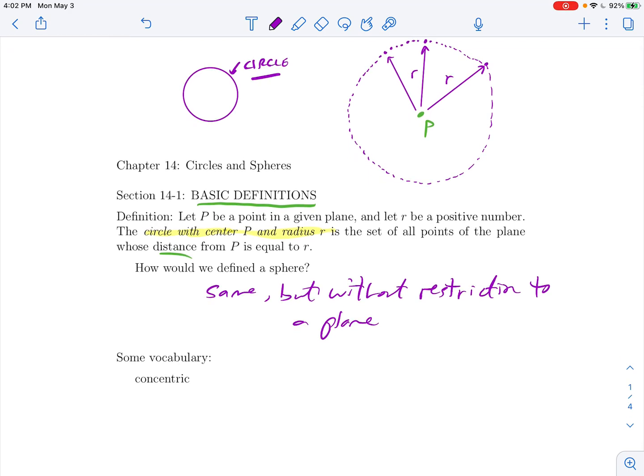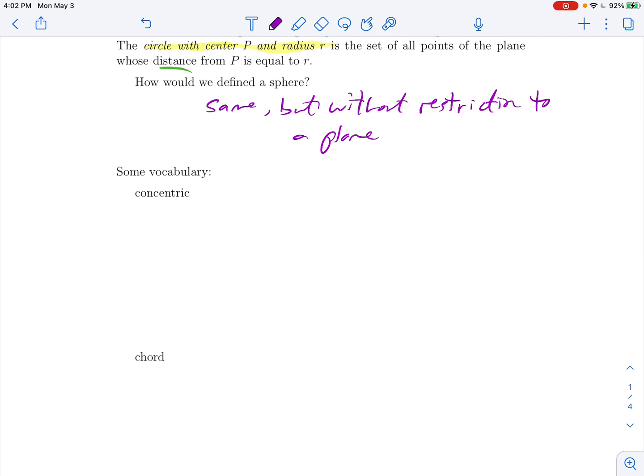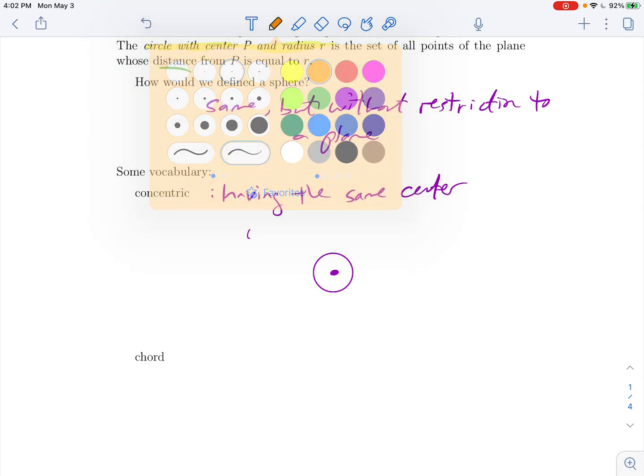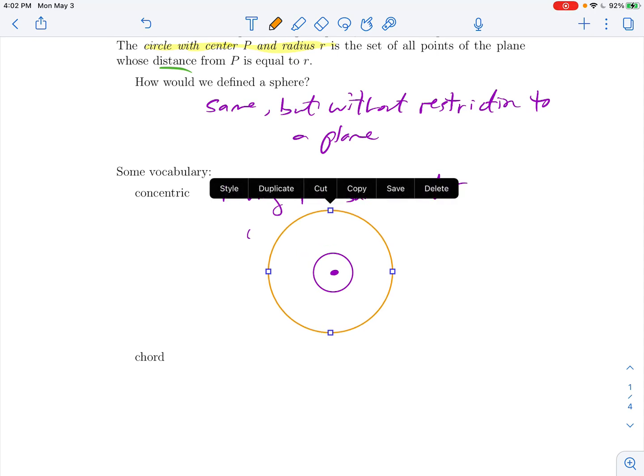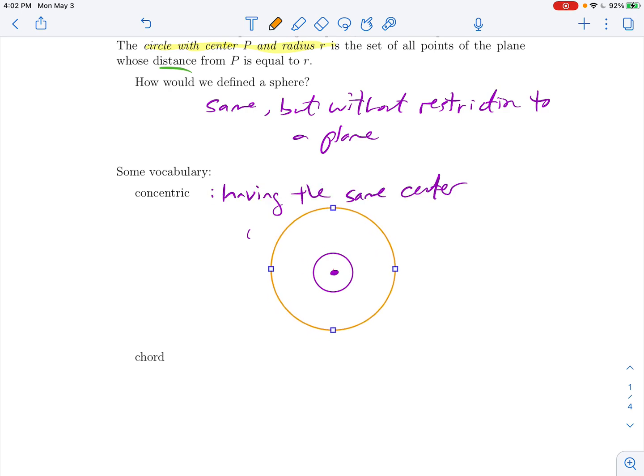And I'll just roll out a little bit of vocabulary here. Concentric means having the same center. So it's an adjective we would use to describe two circles. Here's a circle, it has a center. Maybe I have a different circle with the same center. It's not quite perfect, but hopefully you can imagine that these two circles have the same center.